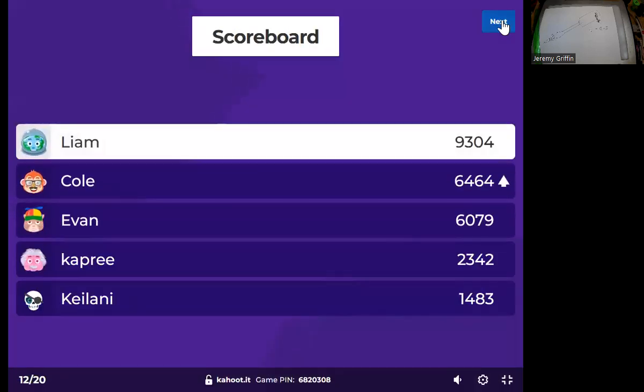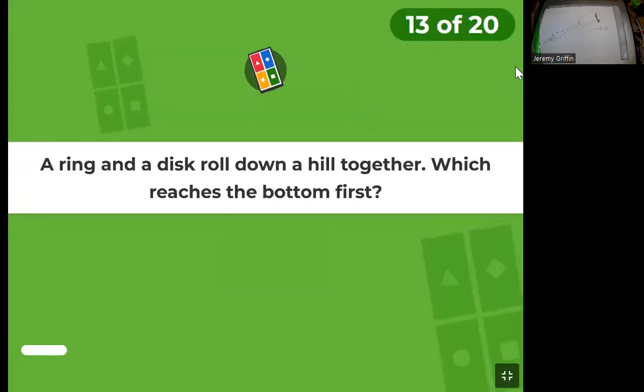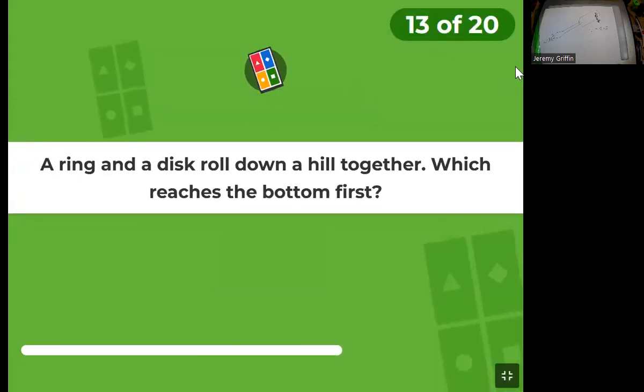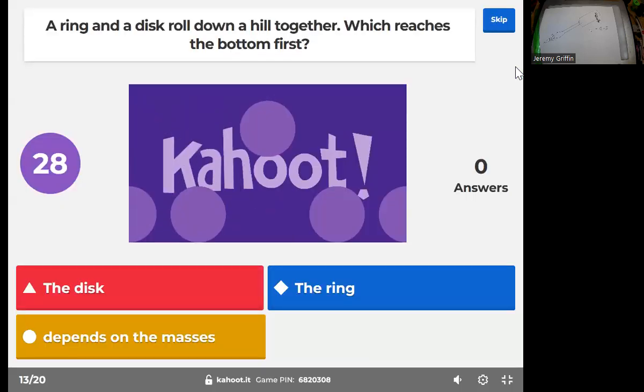All right, Cole moving up to second. Liam keeping the lead. A ring and a disc roll down a hill together. Which reaches the bottom first? Ring and a disc.